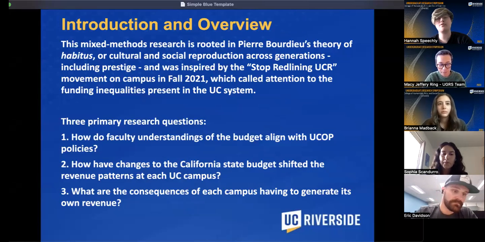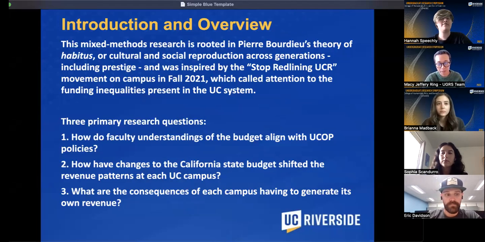I have three primary research questions, and each aligns with each method that I decided to use. The first is, how do faculty understandings of the budget align with UC Office of the President policies? I'm going to refer to that as UCOP. For that, I did purposefully sampled interviews with around 10 faculty, and I'll talk a little bit more about that later, but those are divided into two groups that I found really interesting.